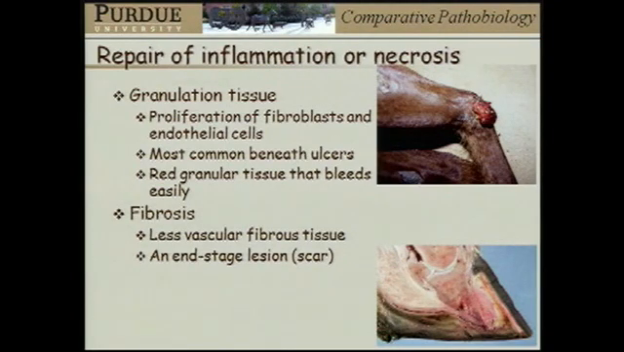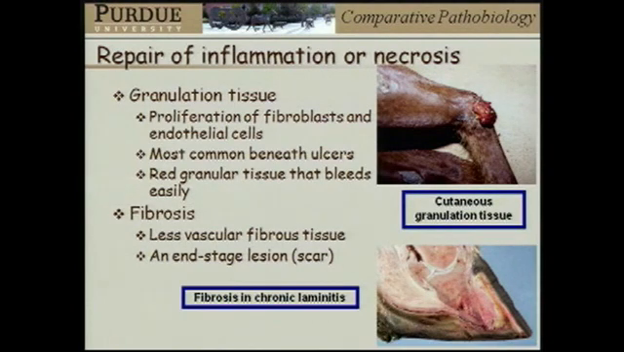The later stage of repair is fibrosis or scar formation. So at this point, there's less vascularity to the fibrous tissue, less cellularity, so the fibroblasts become quiescent and fewer in number, but fibrosis is more or less a permanent lesion, and the end stage result is a scar. The example we're showing at the bottom picture is a horse with chronic laminitis, and there is a thick band of white fibrous connective tissue between the hoof wall and the third phalanx.